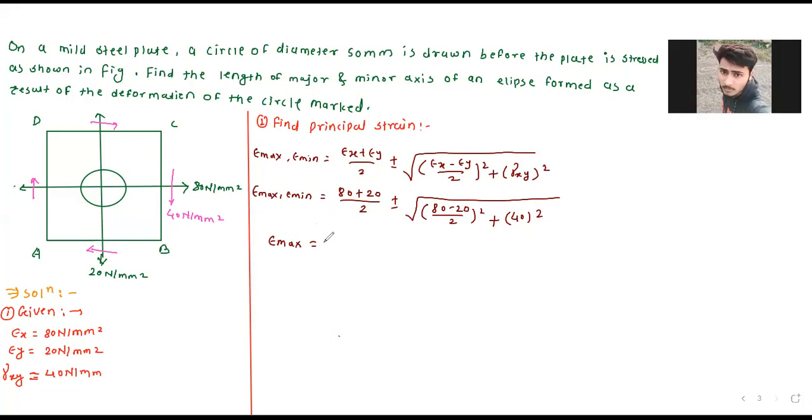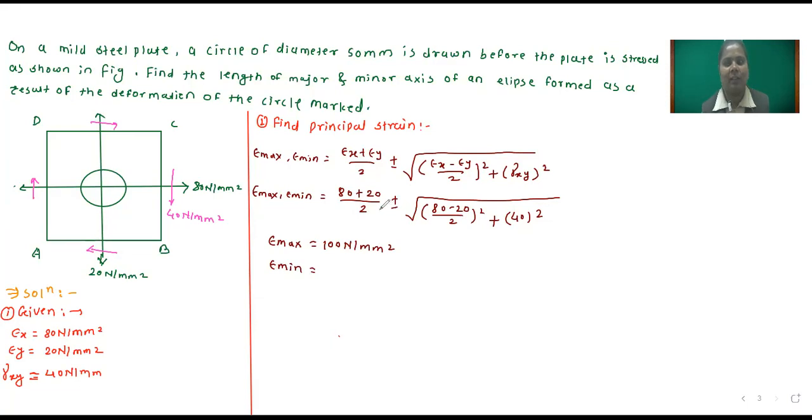Okay, 100 Newton per mm square. Then next we will calculate minimum principal strain. Whenever we find minimum principal strain, at that time you have to use the negative sign. So you calculate accordingly and tell me epsilon minimum, which is equal to how much? 0. Yes, 0 Newton per mm square. So these are the maximum and minimum principal strains.